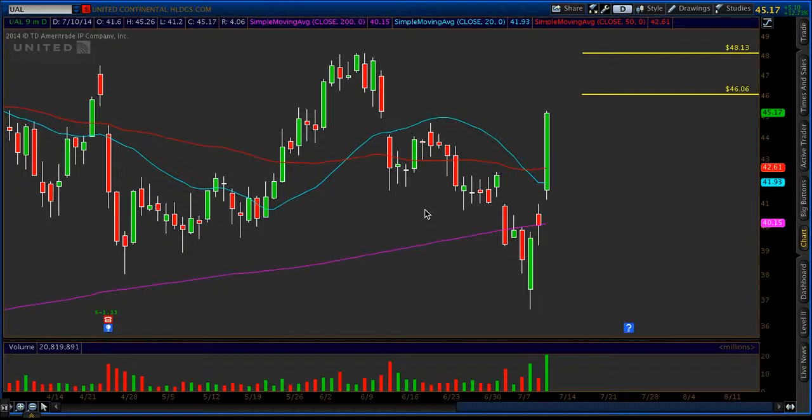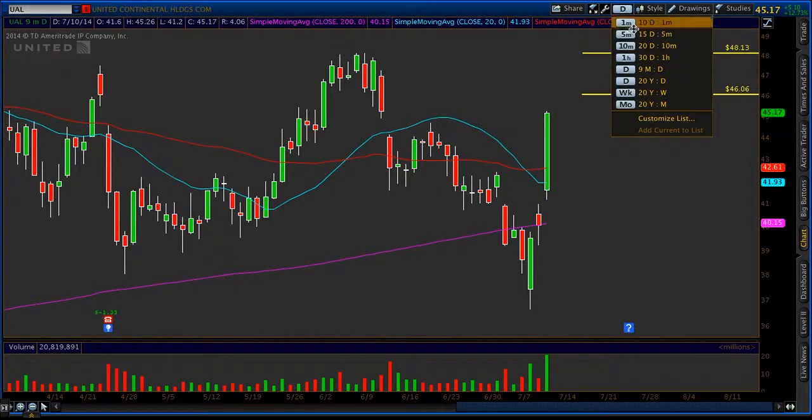Symbol UAL, United Continental, is a chart request I had. The first thing I've got open here is the daily chart. Big candle today, up 12.73%, $5.10. Big move. First, I'd like to look at the hourly chart.